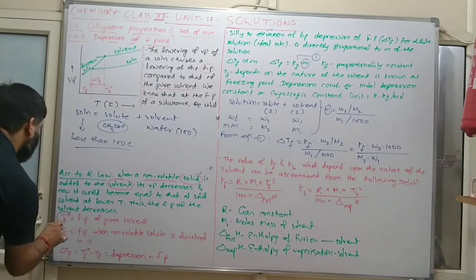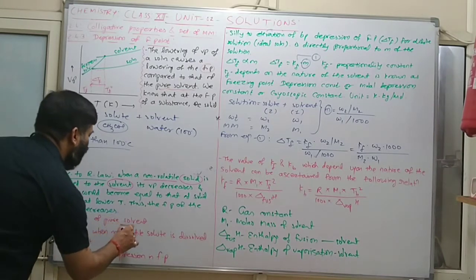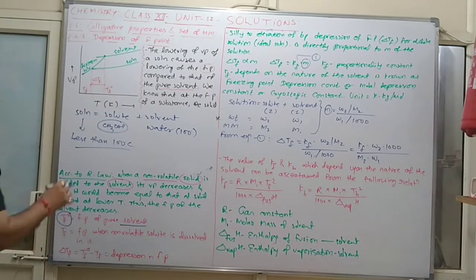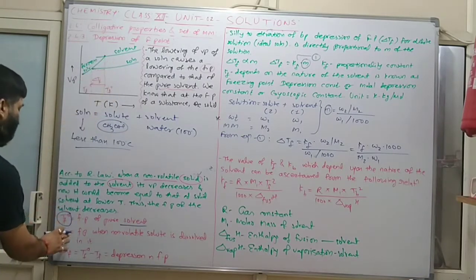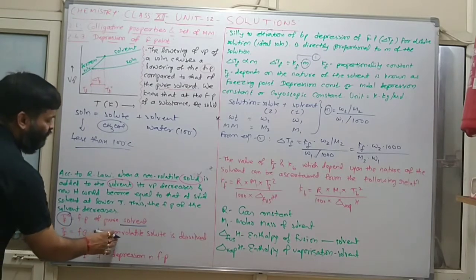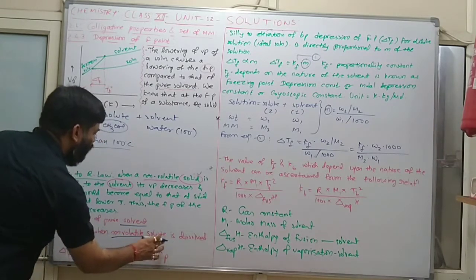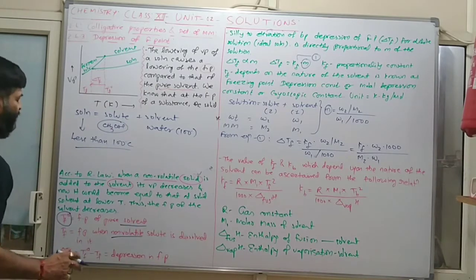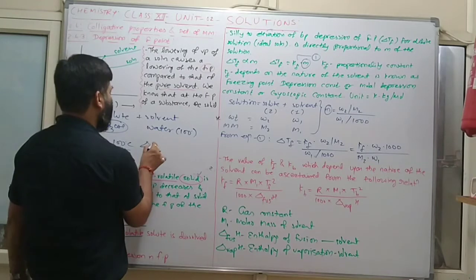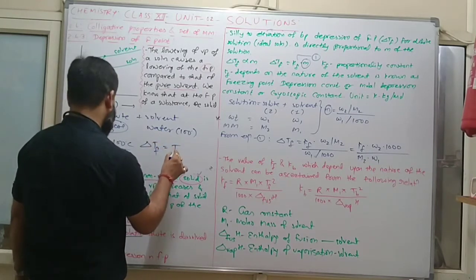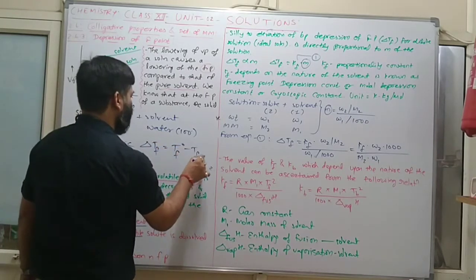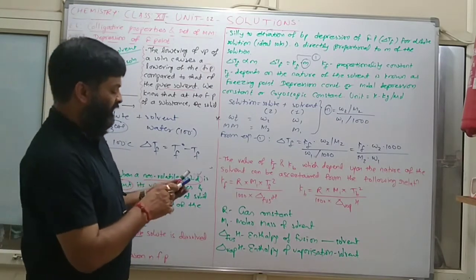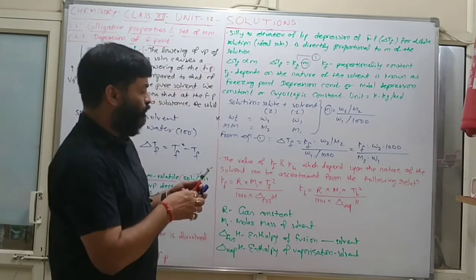So TF0 is the freezing point of pure solvent. This is solvent. Then TF is equal to the freezing point when a non-volatile solute is dissolved in it. So delta TF is equal to TF0 minus TF. Clear?